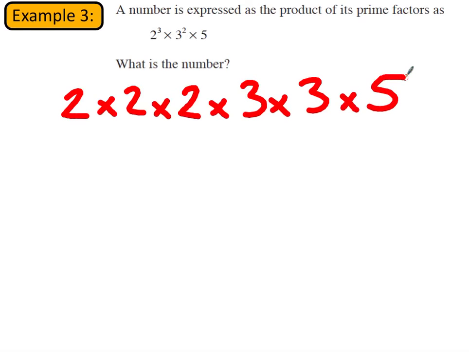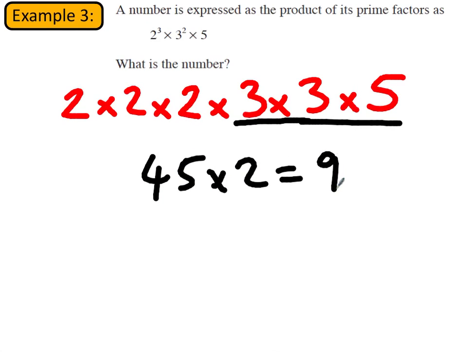If you're doing this without a calculator, the easiest thing to do in your head is to double something. So we'll save the timesing 2 till the end. Let's just look going backwards. We've got 5 times 3, so that's going to be 15. 15 times 3, well, that's going to be 45, and then we're going to start doubling. So 45 times 2 is 90.